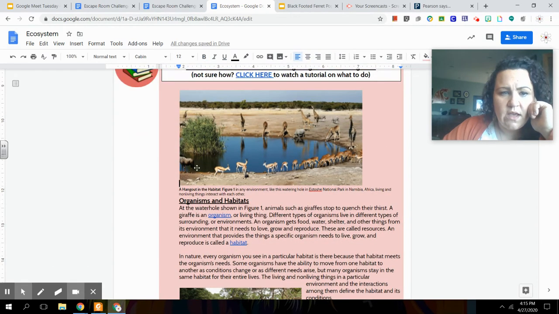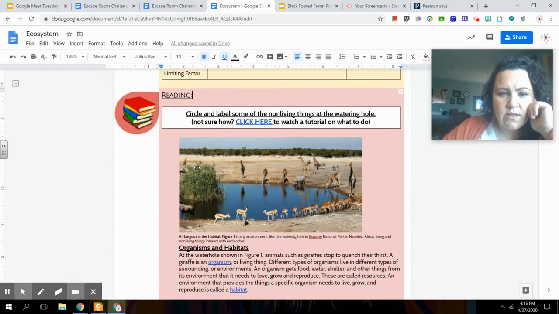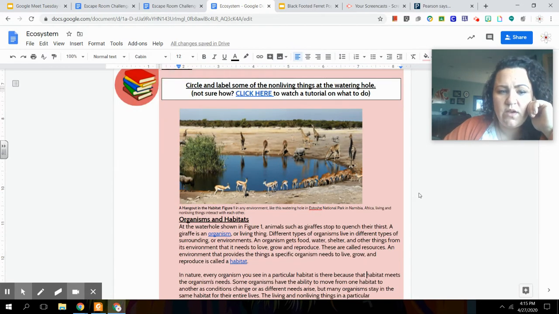Whoa, I went too far. It's going to start off with taking a look. It says, circle and label some of the non-living things in the watering hole. Not sure how? Click here for the tutorial. Do that. Every time you see those "click here" links and you don't already know how to do it, use those real quick video recaps to show you how I want you to get that task done. All right, we're going to continue moving on.